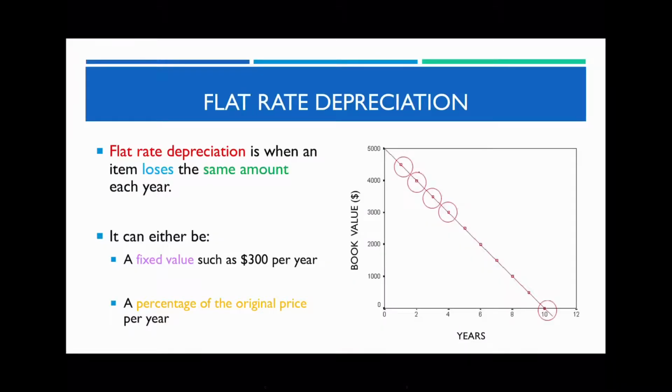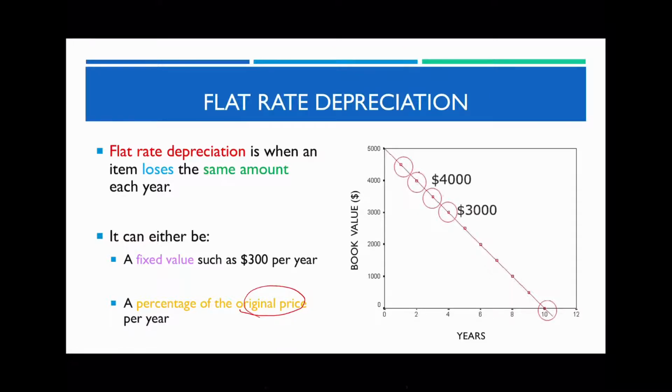So a flat rate depreciation is where the item loses the same amount each year, and this could be a fixed amount. So it could be $300 per year, it could be $500 per year. It will just depend on the actual product itself, but it could also be expressed as a percentage of the original price per year as well. So in this case, because it's of the original price, this is obviously going to be the initial principal. So it's kind of the same thing as simple interest, but just the reverse of it, okay?